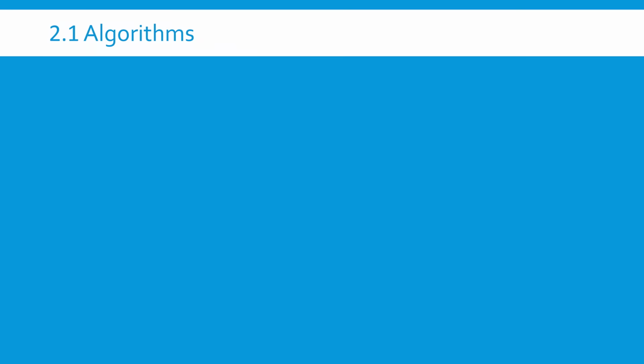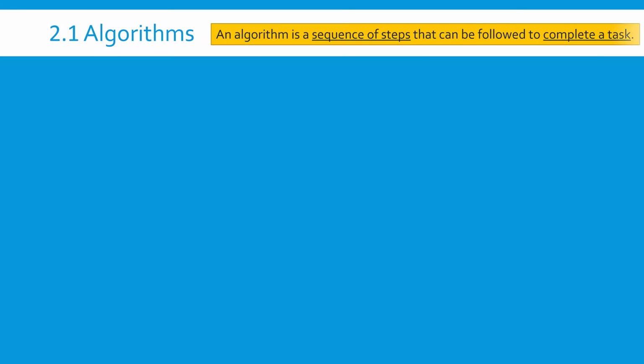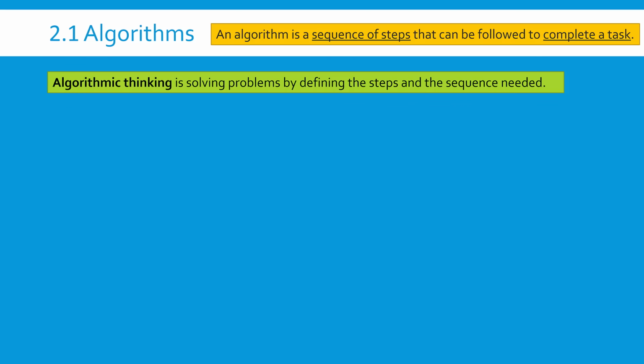Let's start with what this paper is all about really, which is algorithms. So an algorithm is a sequence of steps that can be followed to complete a task. And a term you may or may not come across is algorithmic thinking, which is really using algorithms. And so this is solving problems by defining these steps and the sequence needed. So what are the steps to solve this problem and how should we order these steps essentially?